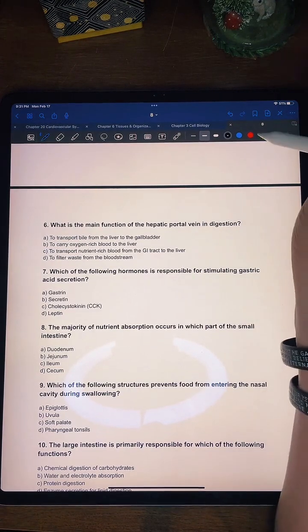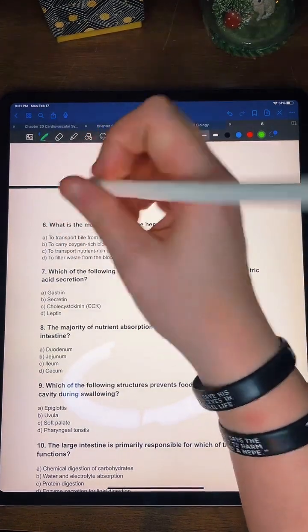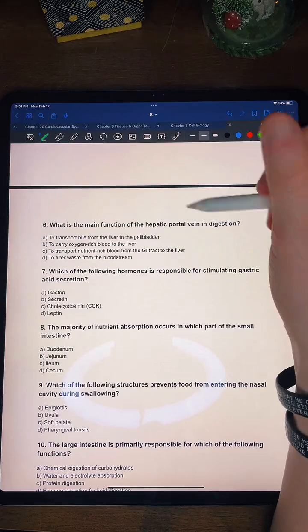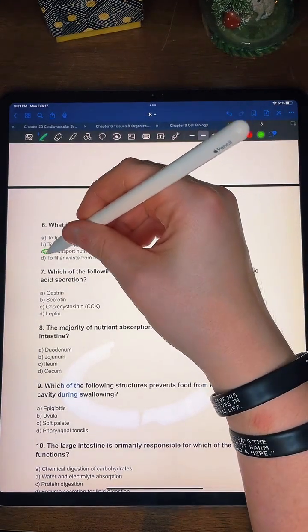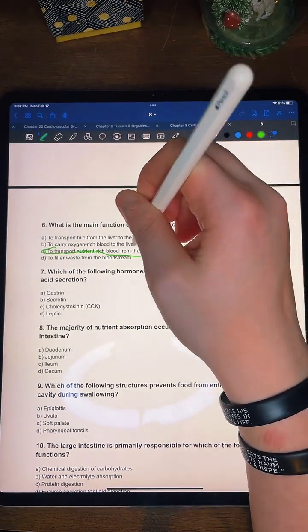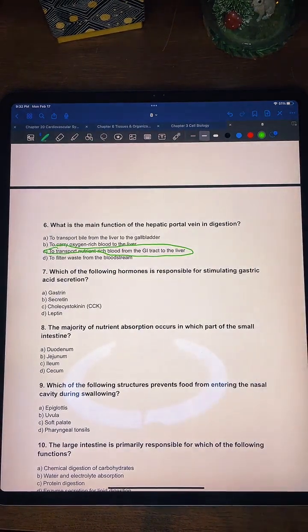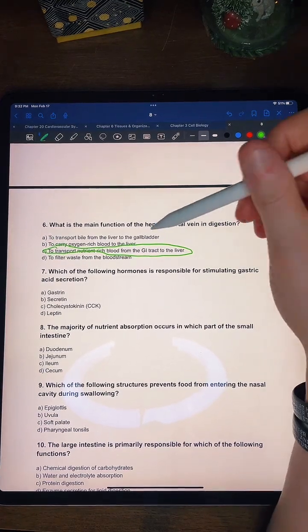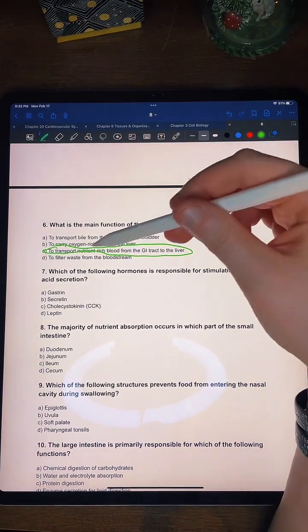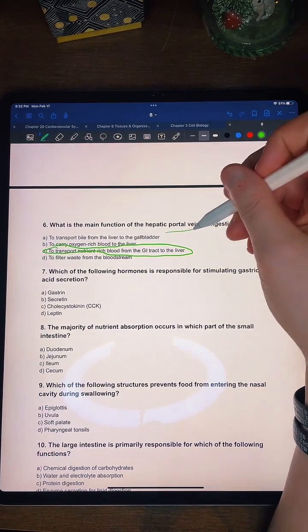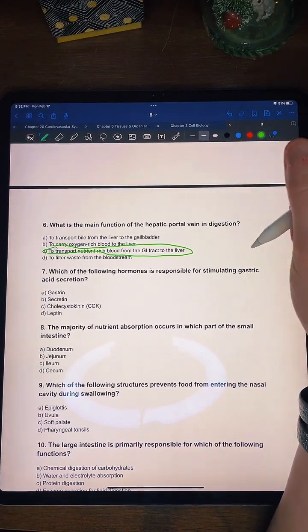But anyway, we'll answer this question here. Number 6: what is the main function of the hepatic portal vein in digestion? And that is to transport nutrient-rich blood from the GI tract to the liver. Do we need an explanation on that one? That one kind of gives it away, you know, it's a vein.